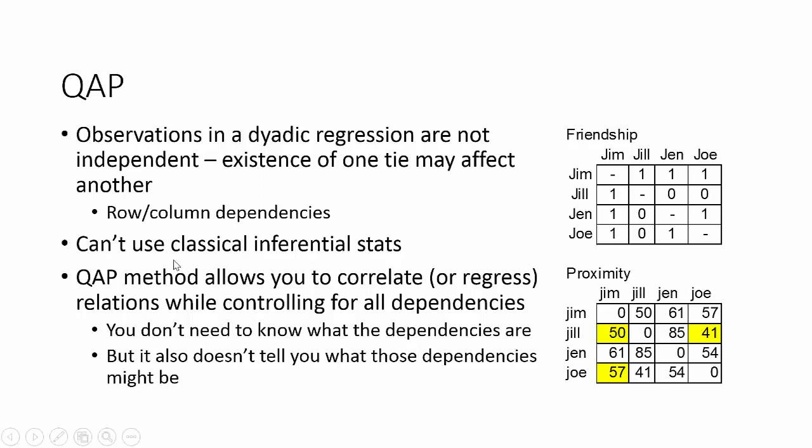What QAP lets you do is to do that correlation and control for the dependencies. And the really cool thing is you don't have to know what the dependencies are. You don't have to be able to write them down. It just controls for all possible dependencies simply because of this permutation method that it does. Now, it doesn't tell you what the dependencies are, and occasionally you might want to know what kinds of autocorrelations are going on in your data.